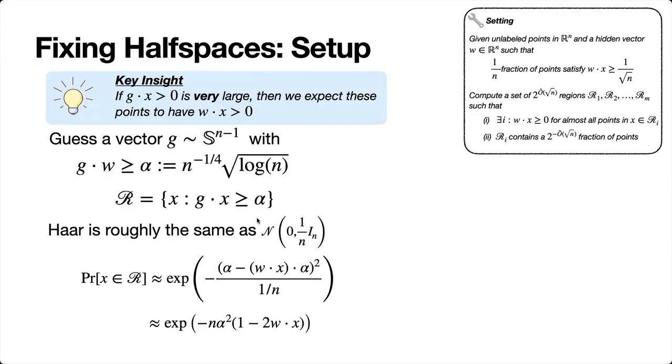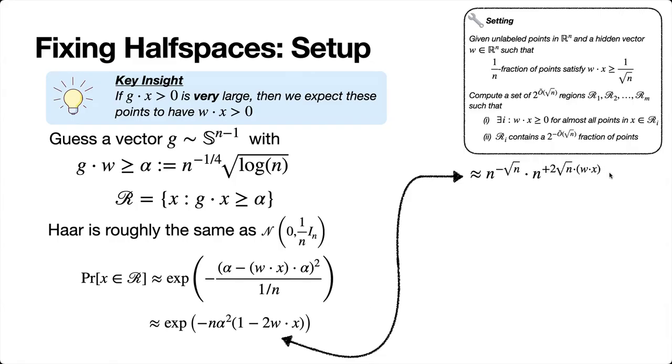Okay, so now I'm just going to go ahead and massage this a little bit. So I'll bring this n up top. I'll pull this alpha out of the square. And I'm going to go ahead and square this 1 minus w dot x term and drop the lower order term of w dot x. The calculation maybe is not so important, but the takeaway here is that we end up getting something like this for the probability that you lie in the region. It's n to the minus square root n times n to the 2 root n times w dot x. And I claim that we like this quantity.